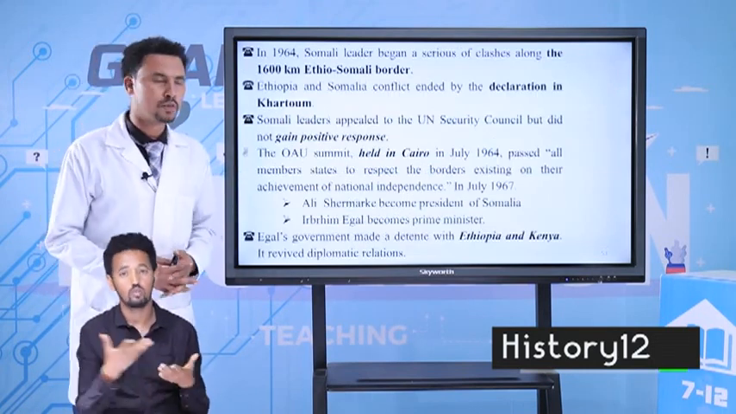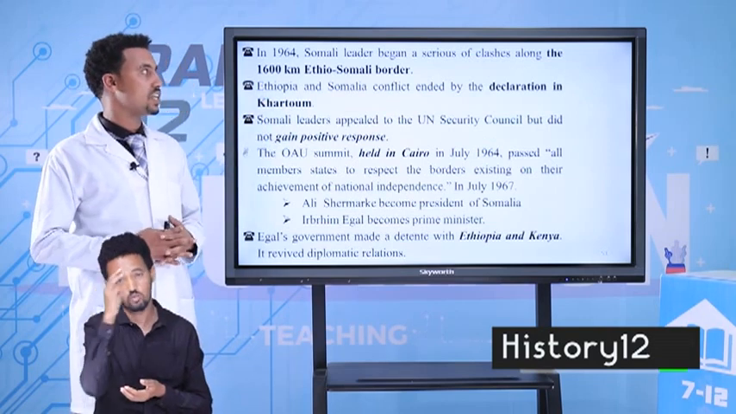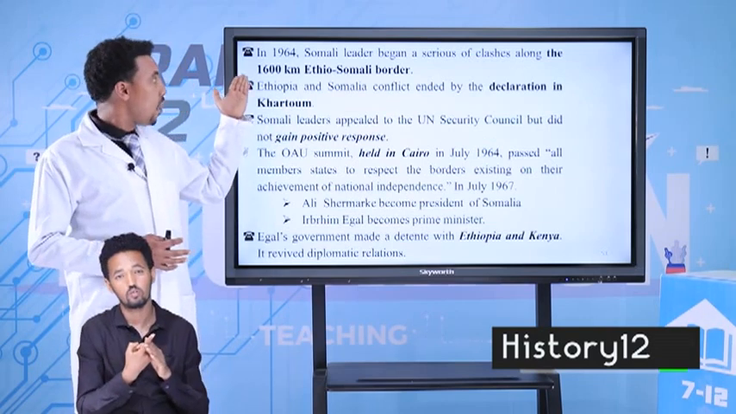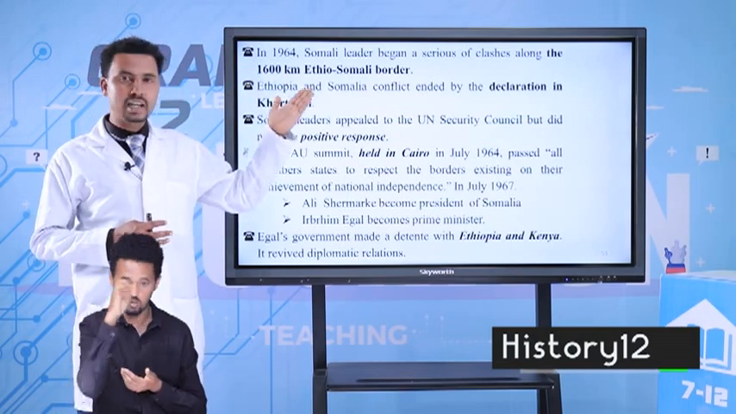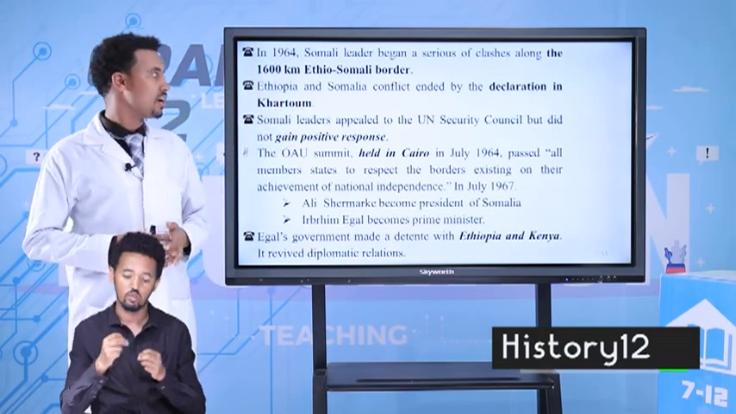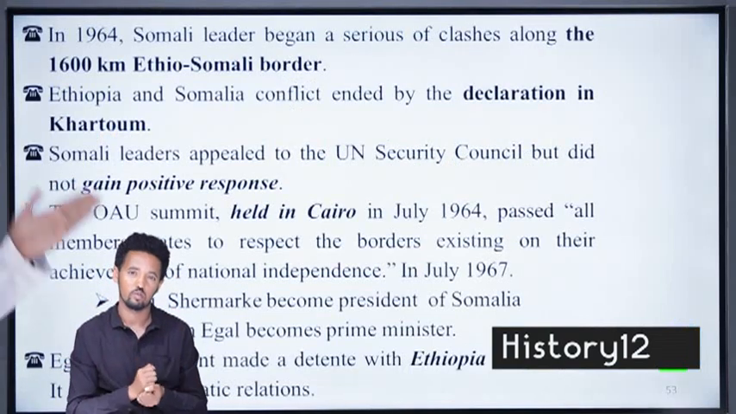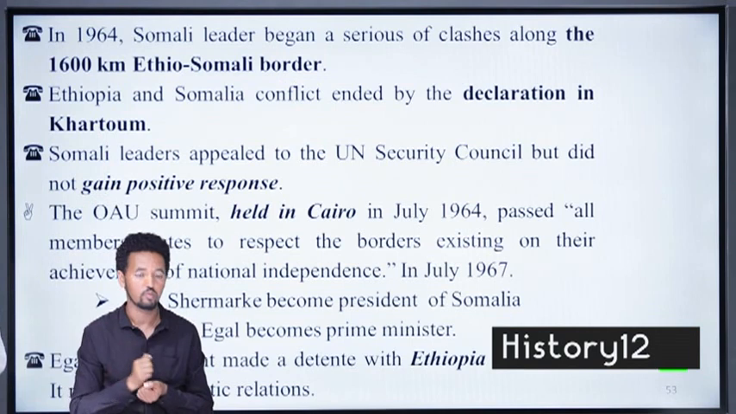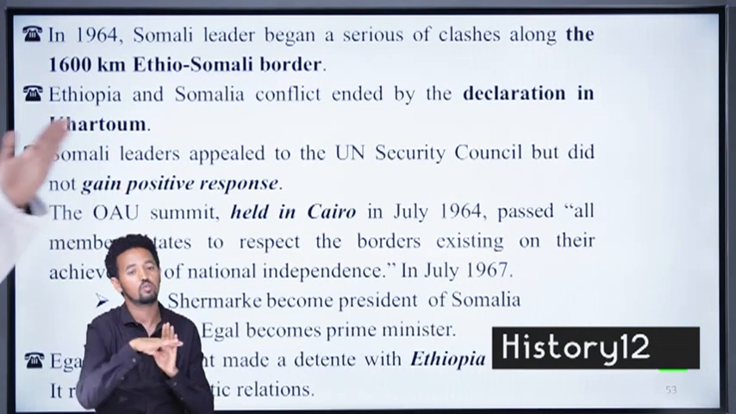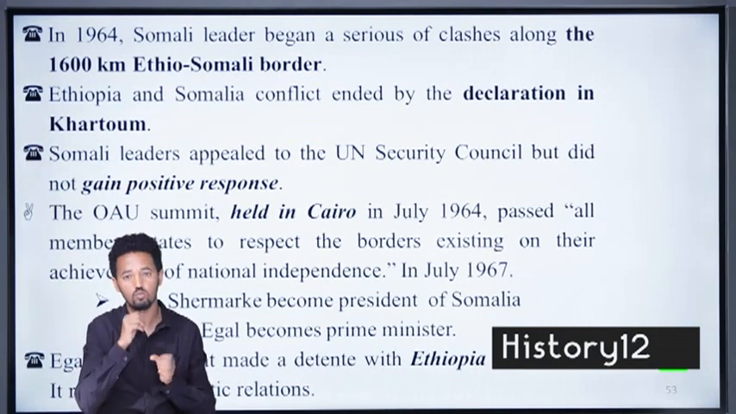In 1964, the Somali leaders began a serious clash along the 1,600 kilometer Ethio-Somali border. The Ethiopia and Somalia conflict ended with the declaration of Khartoum. Then the Somali leader appealed to the UN Security Council but did not gain a positive response.